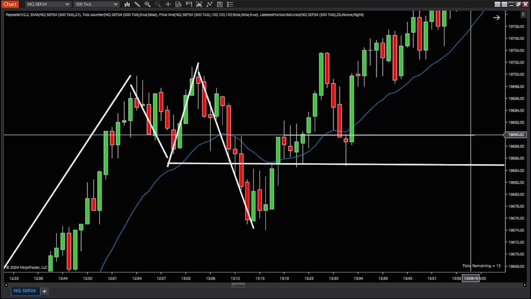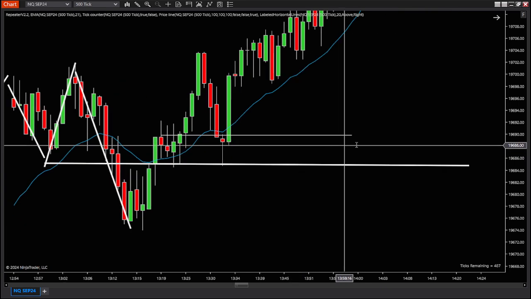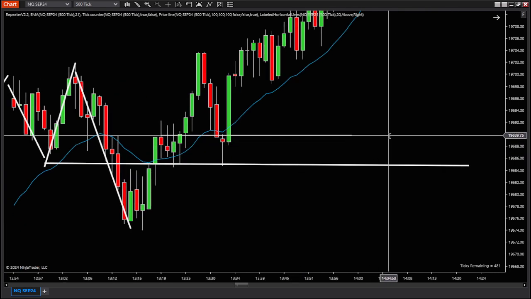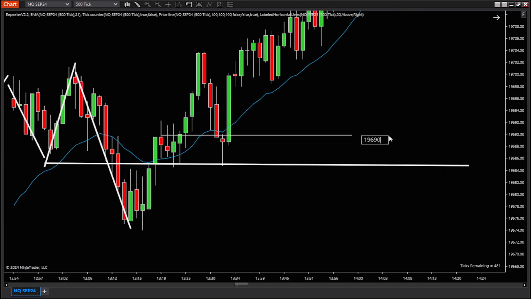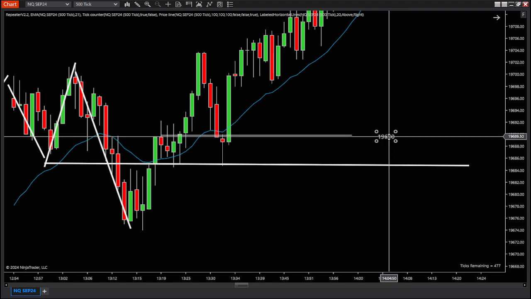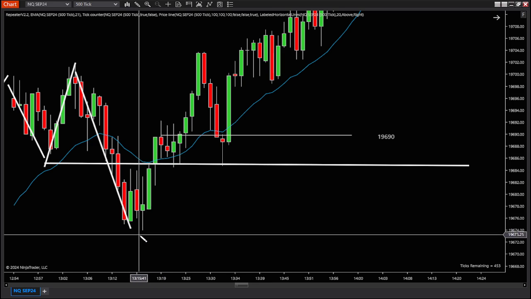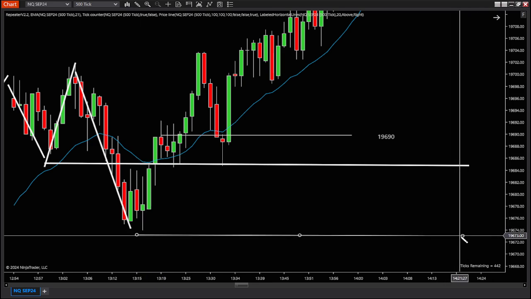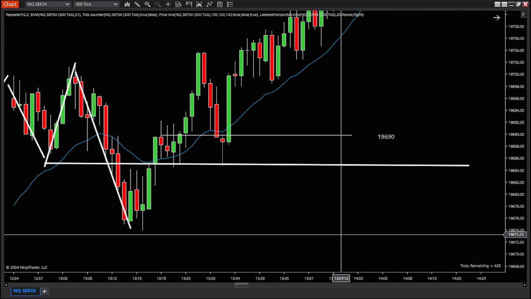So we're going to say we entered at 19,690. Entry is going to be 19,690. Stop loss below the low at about, we'll say, 19,673.